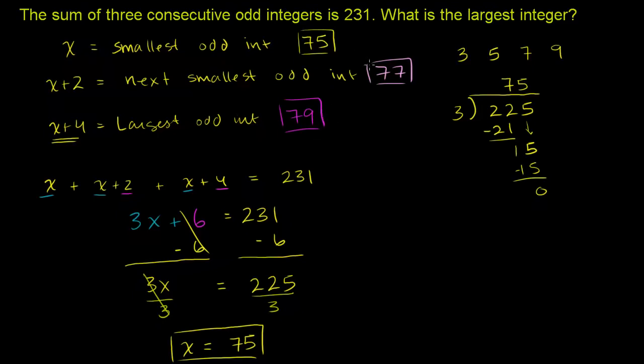And let's verify that when we add them up, we get 231. So 75 plus 77 plus 79. I want to add them all up. 5 plus 7 is 12. 12 plus 9 is 21. Carry the 2. 2 plus 7 is 9. 9 plus 7 is 16. 16 plus 7 is 23. So there you have it. The 3 consecutive odd integers, when you add them up, you get 231. They're consecutive and odd. They ask what's the largest. The largest is 79.